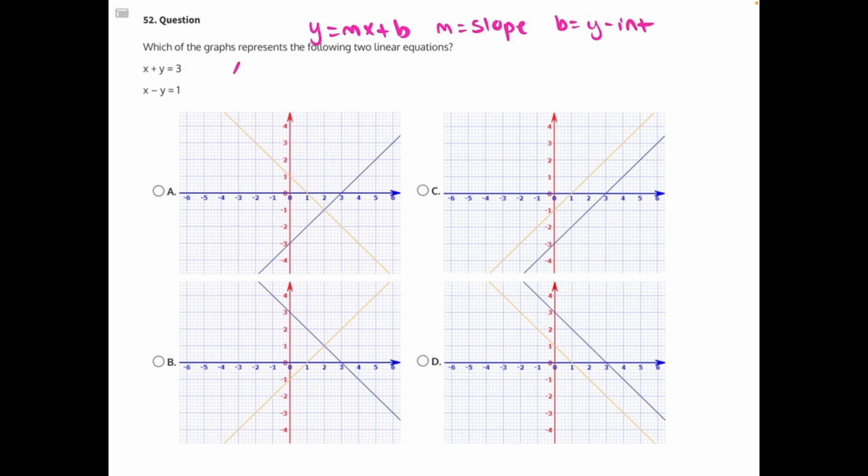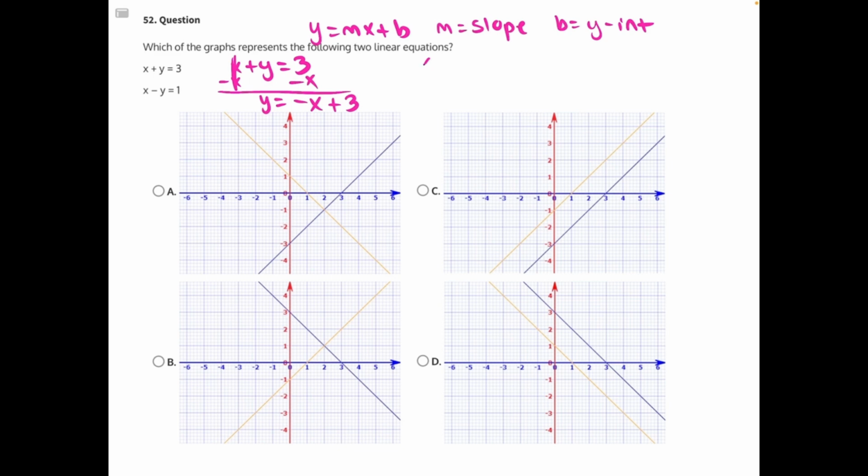Starting with this first one here, x plus y equals 3. We want to isolate y, so let's do the opposite operation. X is being added to y, so we need to subtract x from both sides. These will cancel, giving us y equals negative x plus 3. So that's our first graph put into slope-intercept form.